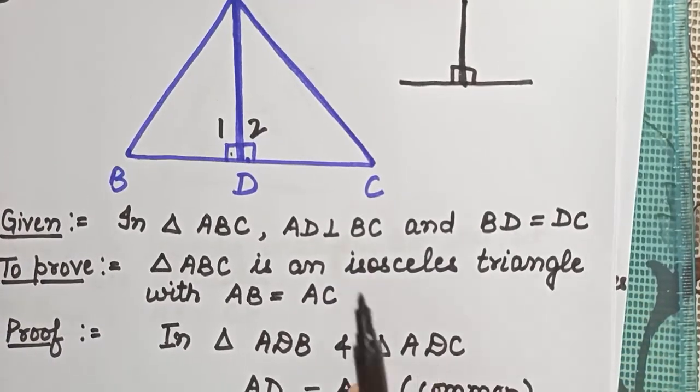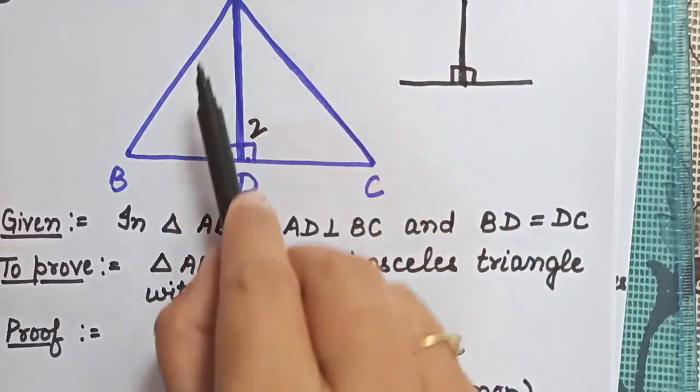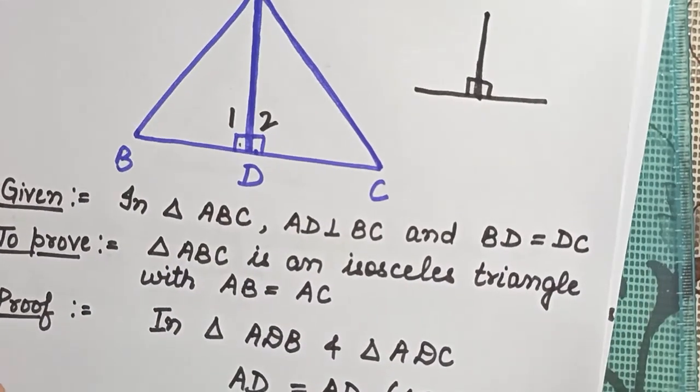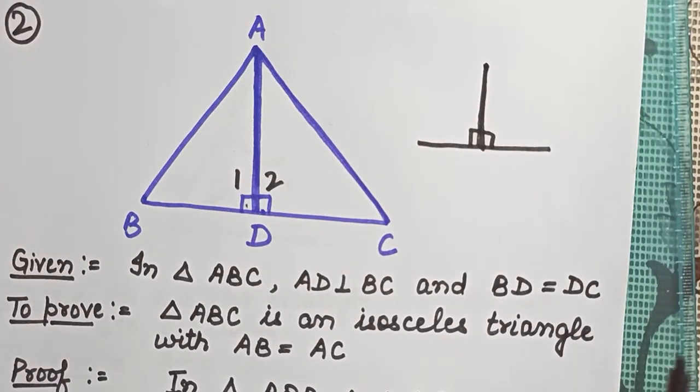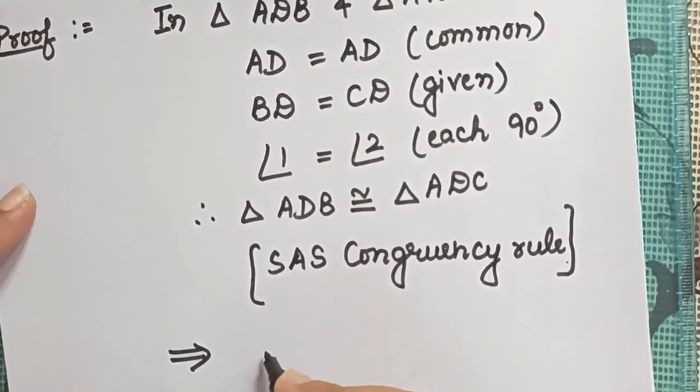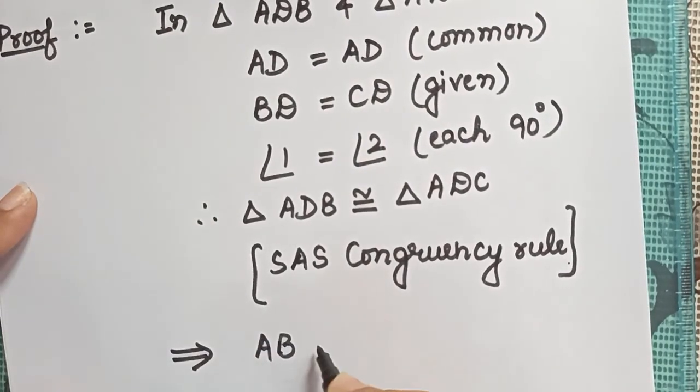You can check the rule. Let's take BD, AD and angle 1. So side, angle, side. If these two triangles are congruent, then what can you say about AB and AC? Will they be equal? Yes, they will be equal. So write down AB is equal to AC.